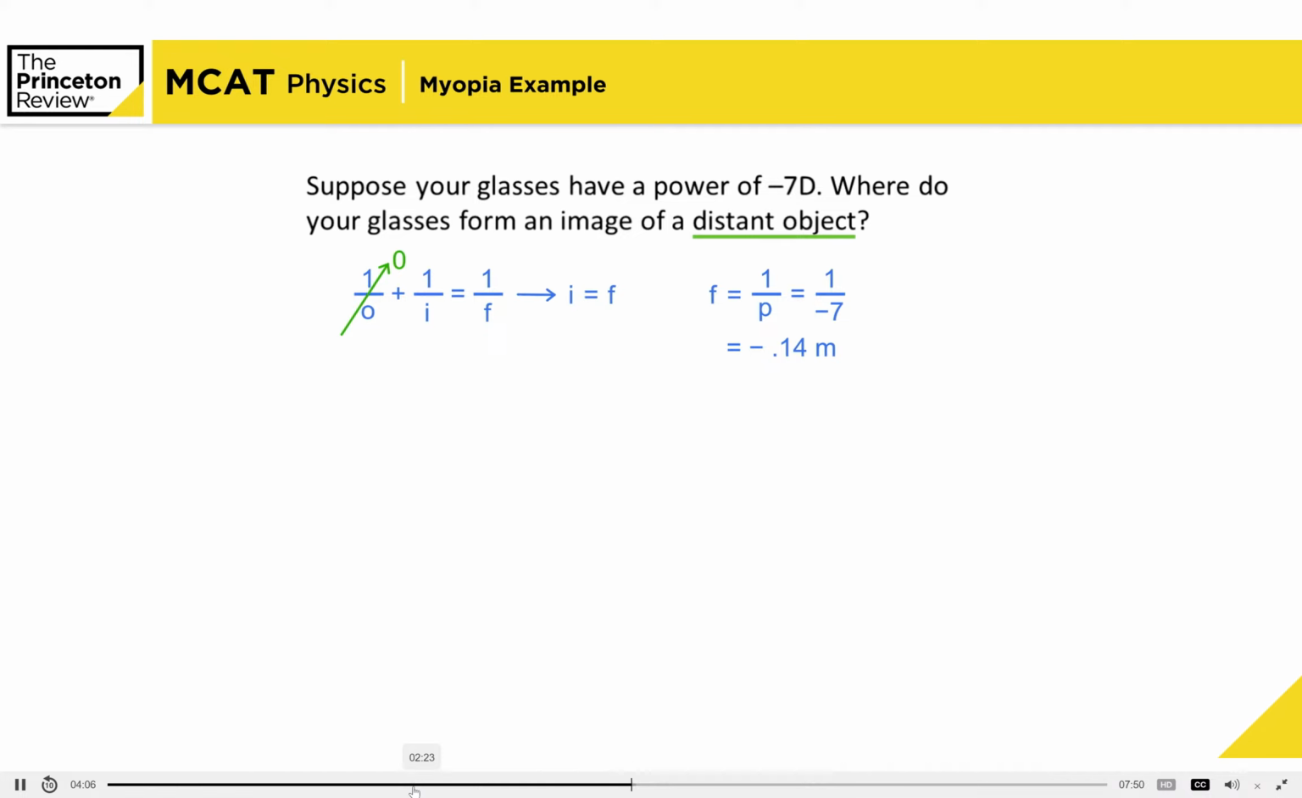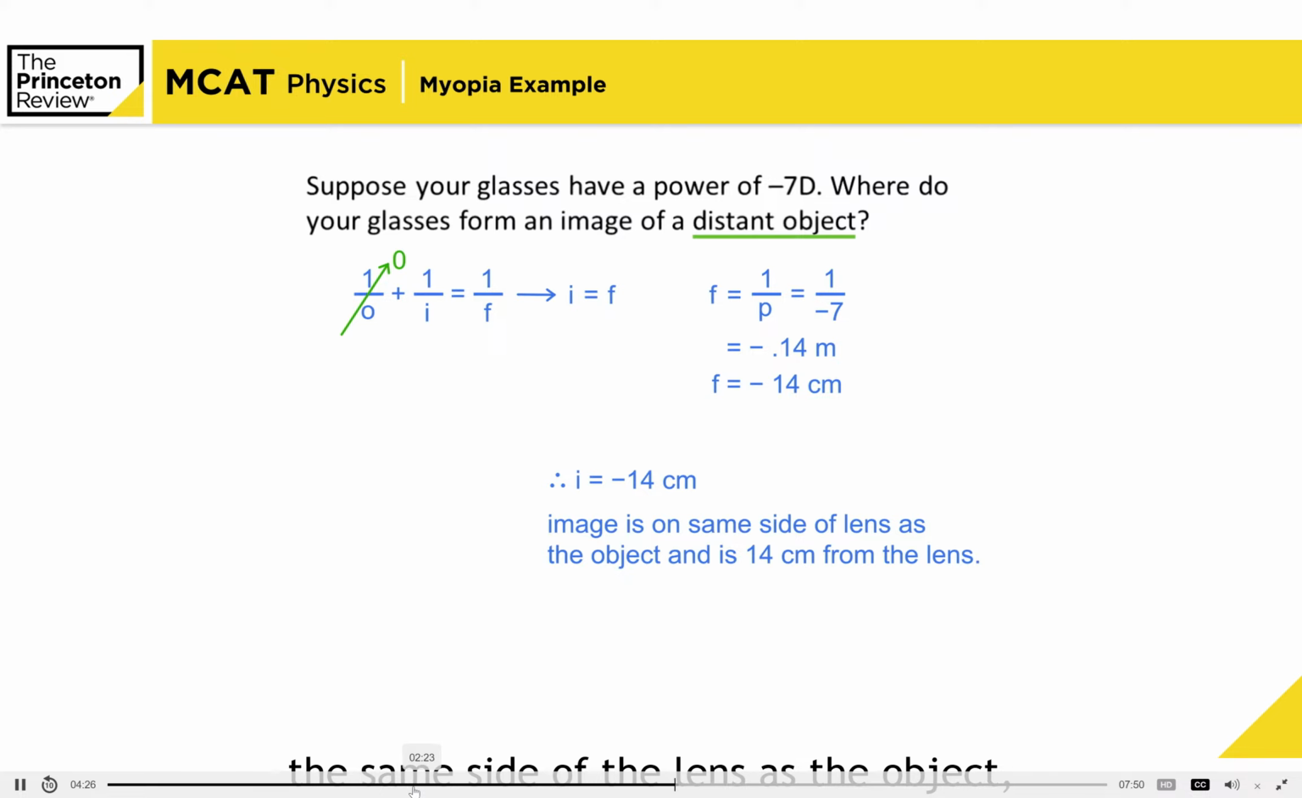So then the focal length is going to be about negative. This is in meters, because diopters is inverse meters. It's going to be about -14 centimeters. Well, if that's the focal length, then I is also equal to -14 centimeters, because they have the same value. The negative sign means that the image is on the same side of the lens as the object, and is 14 centimeters from the lens.